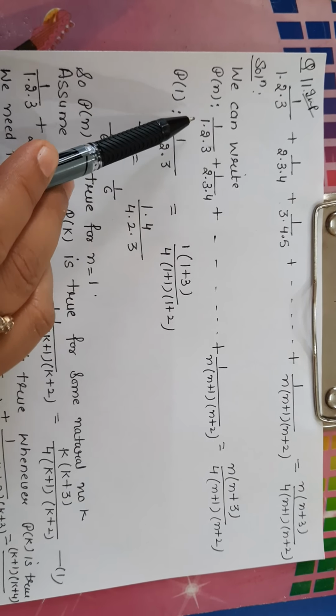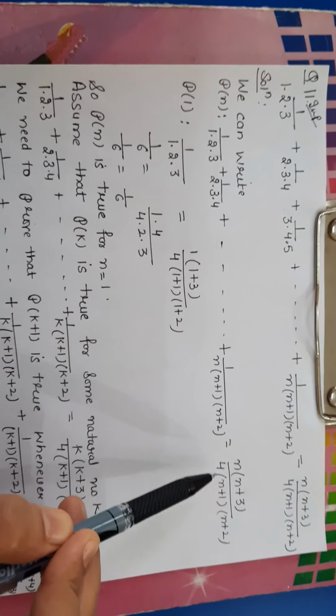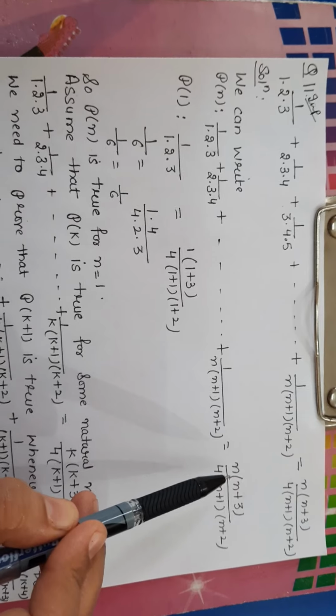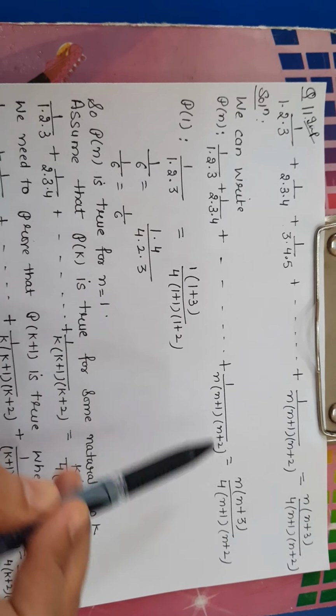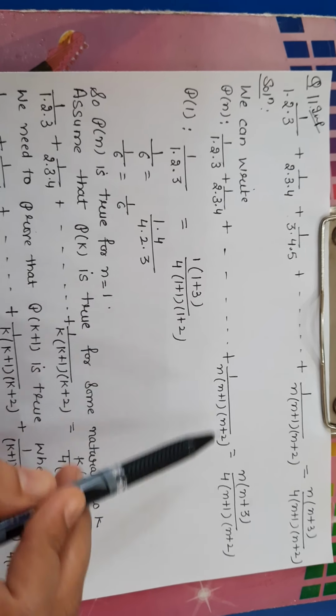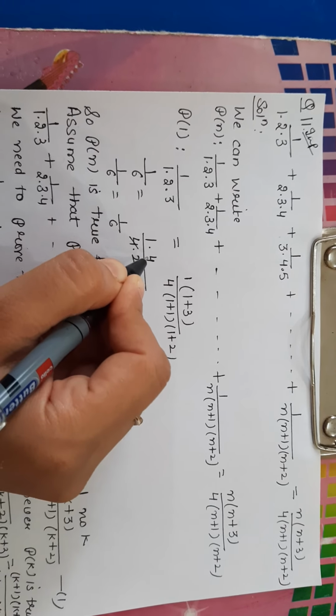This is 1 upon 1 into 2 into 3, so this is 1 by 6. On right hand side, put n equals 1. You'll have 1 into 1 plus 3 divided by 4. 1 plus 1 is 2, into 1 plus 2 is 3. So if you look here, the 4 is cancelled.